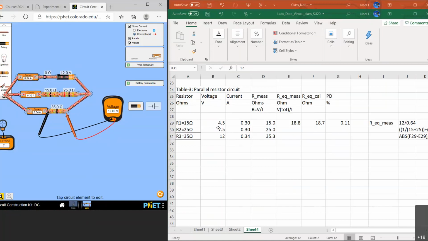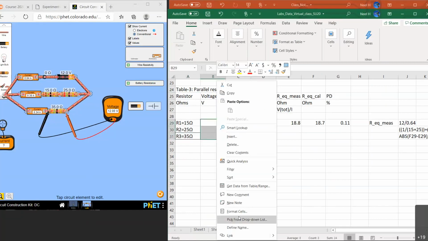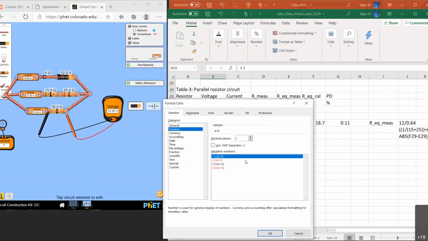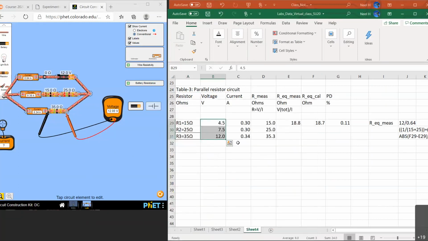Okay. And also make sure you format all of these to show three significant figures, okay? Because all your measured values are up to three sig figs. We can't show anything more than three significant figures. Okay?